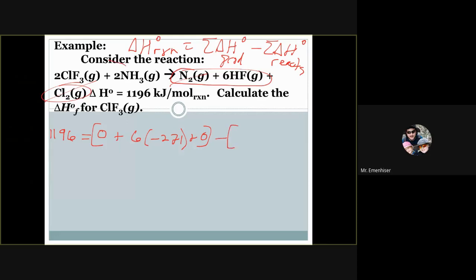Here's our reactants, and we're doing this in a different color. Here's our reactants. We have 2 times ClF3, and to me, I just like to write 2x. 2 times the delta H of formation for that molecule. If you wanted to, you could write delta H of formation for ClF3 instead of x, but I find this to be a little bit cleaner. And then we're going to add that to 2 times the delta H for ammonia, which is negative 46.